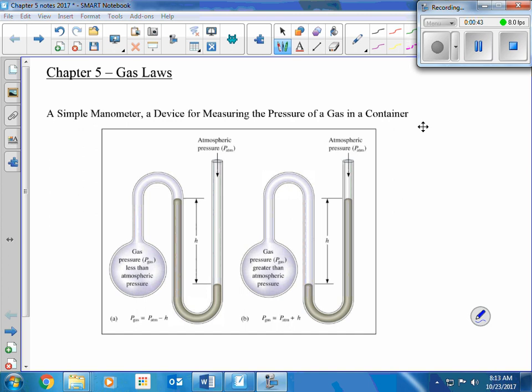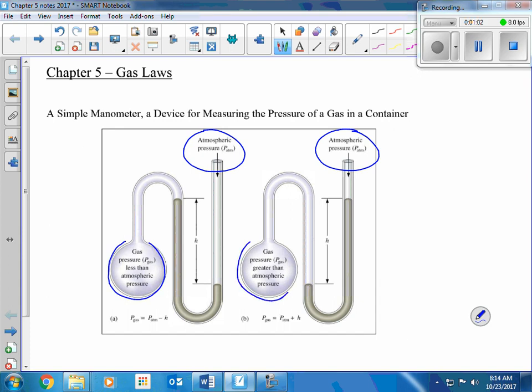So the first thing that we have here is called a manometer. It is a device for measuring the pressure of a gas in a container. First of all, manometer means one, and you can see that this picture here has one open end to our air or to the atmosphere. And inside of here, this is a closed system over here.